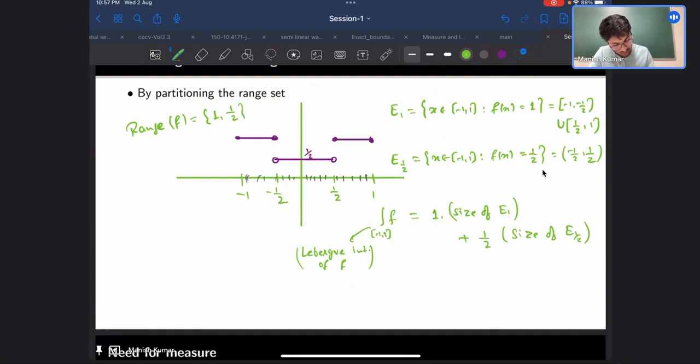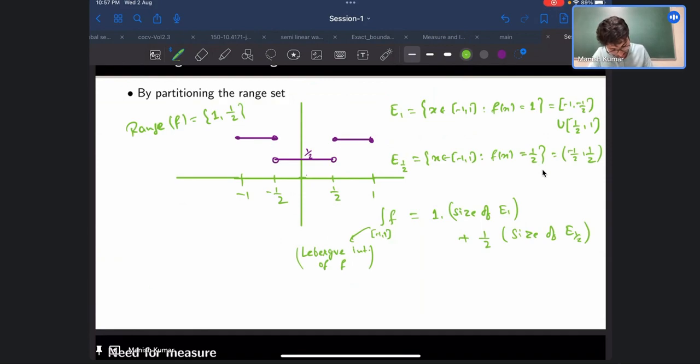So instead of partitioning the interval, I am basically trying to partition the range set. So we can see here the range set can be partitioned in two parts. This is singleton 1, union half. That's it. So in this particular example, the function f is taking just two values, and corresponding to that we are writing the sets E1, E half, and this is the way we define the integral. The point is, over here you know that E1 is an interval.